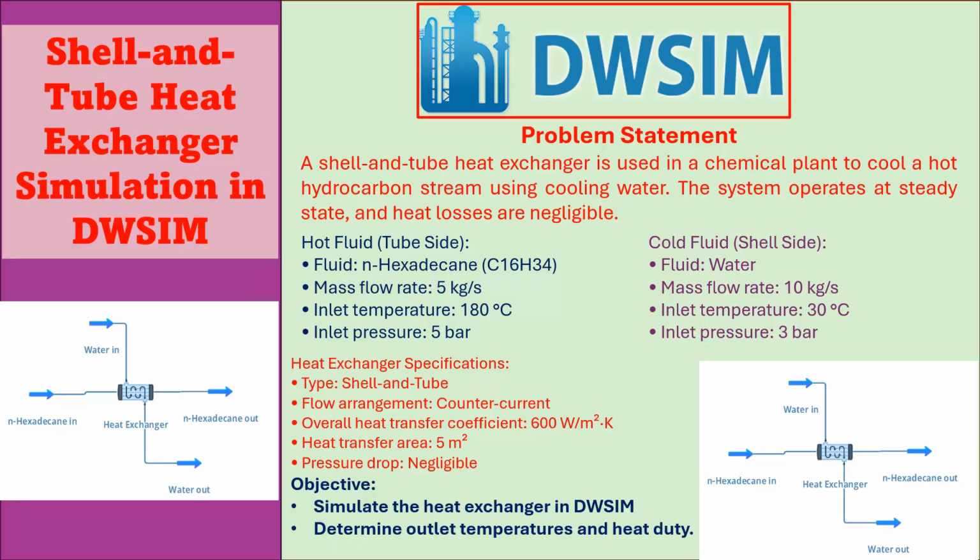The heat exchanger is a counter current shell and tube unit with an overall heat transfer coefficient of 600 watt per square meter Kelvin and the heat transfer area is 5 square meters. Pressure drop on both sides is assumed to be negligible. The objective of the simulation is to determine the outlet temperature of both streams and the heat duty using DWSIM's energy balance based heat exchanger model. We will now proceed step by step with DWSIM setup and simulation.